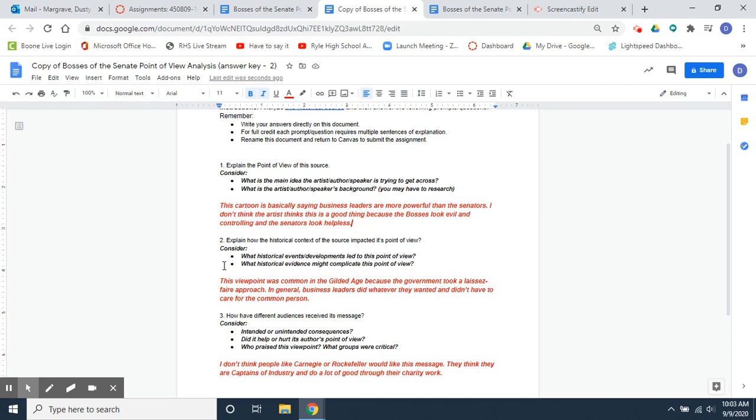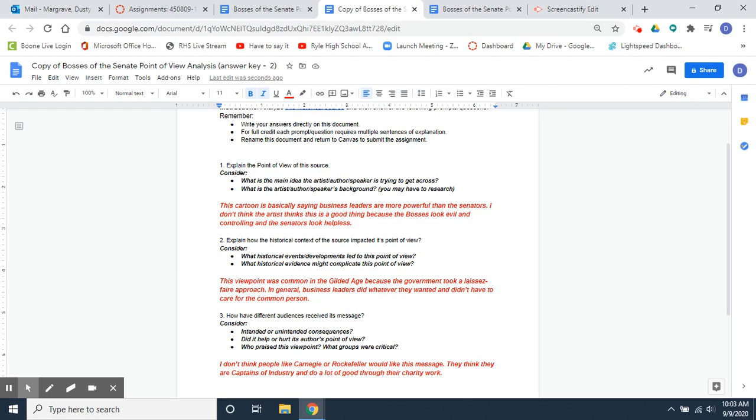The second question, explain how the context of this source impacted its view. What events led to this point of view? What evidence might complicate it? This viewpoint was common in the Gilded Age because the government took a laissez-faire approach. In general, business leaders did whatever they wanted and didn't have to care for the common person. This gives me some general ideas of what led to this point of view.